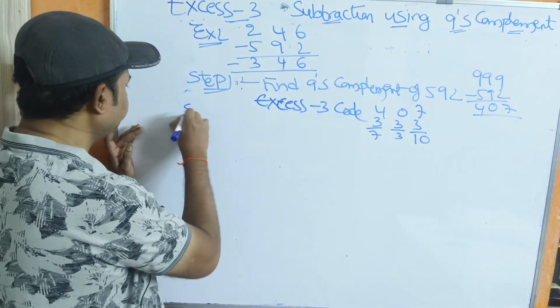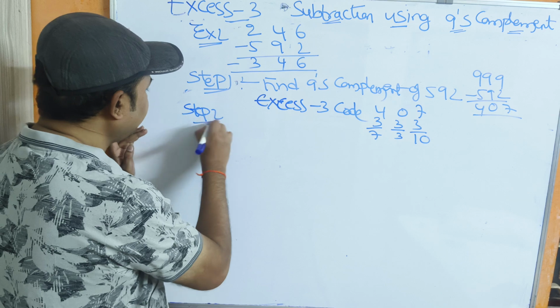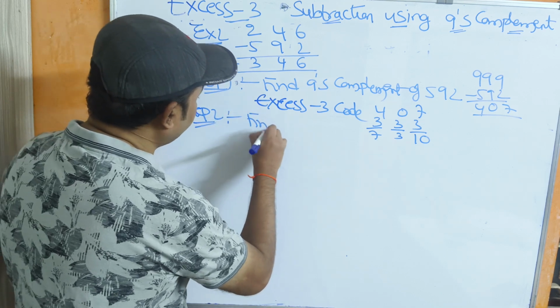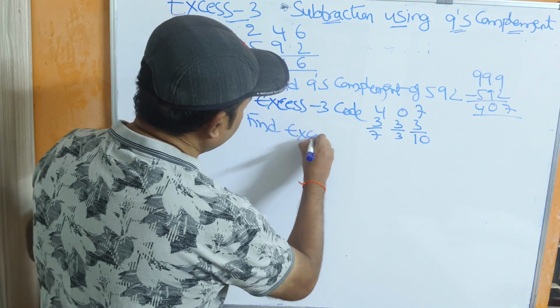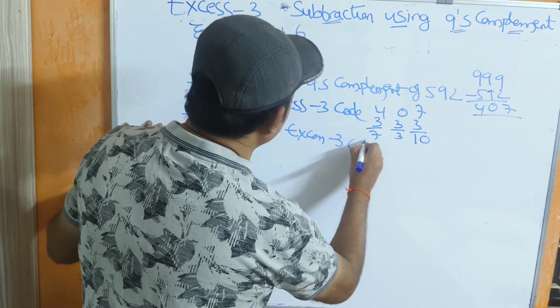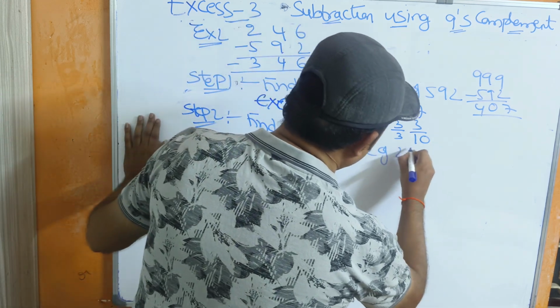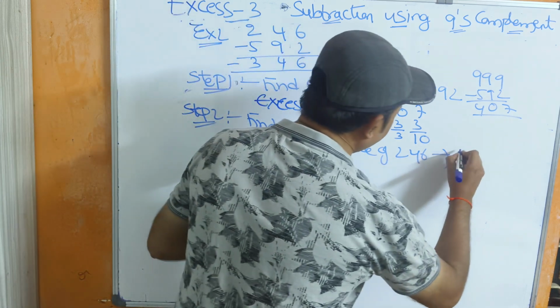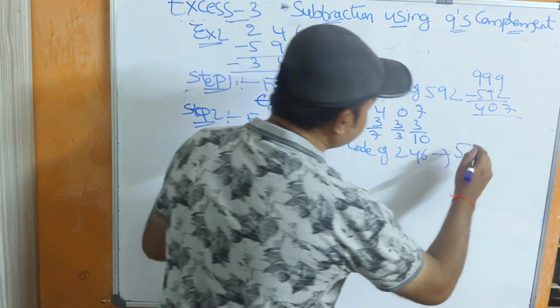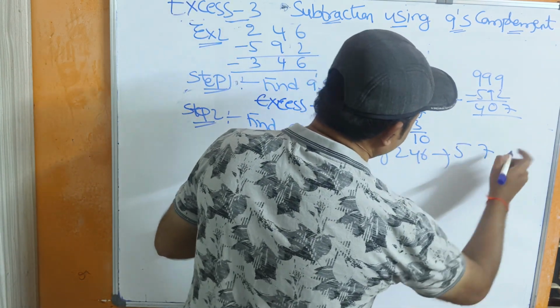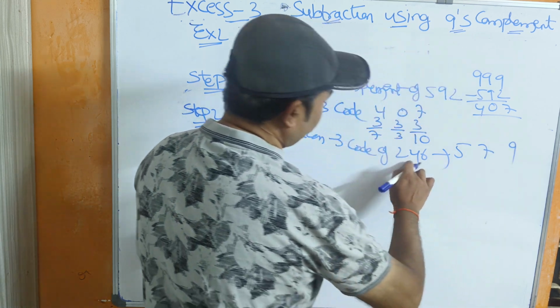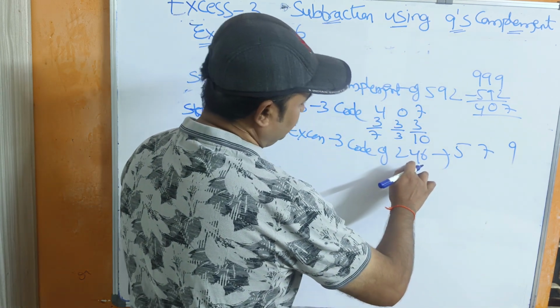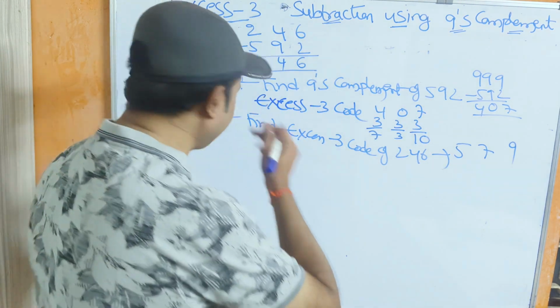Next, step 2, find XS3 code of the first number. So what is the first number? 246. So XS3 code means we have to add 3 to it. So 2 plus 3, 5; 4 plus 3, 7; 6 plus 3, 9. So 5, 7, 9.